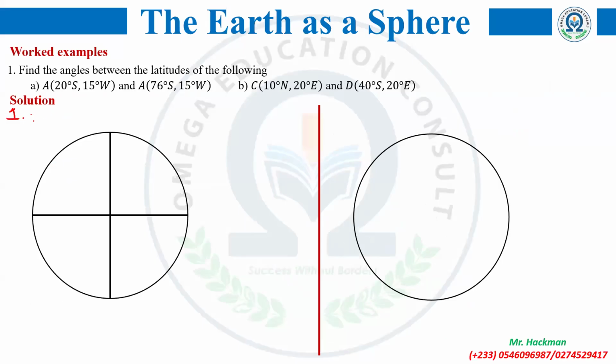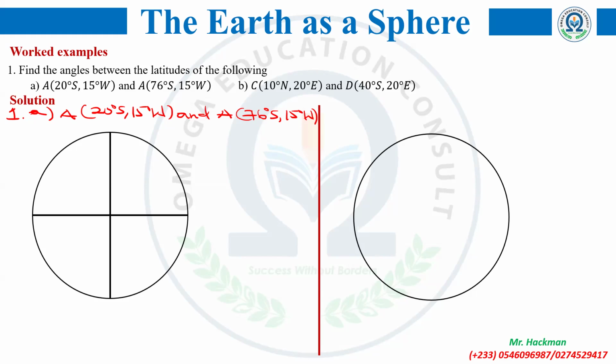So in this case, you extract. So A, what are we given? You've been given the point A with the latitude being 20 degrees south, and 15 degrees west. Now, our second point, we have A with 76 degrees south, and 15 degrees west. So if you look at these two points, in normal circumstances as you mature, this diagram will not be necessary. You can determine the difference in angle straight away.